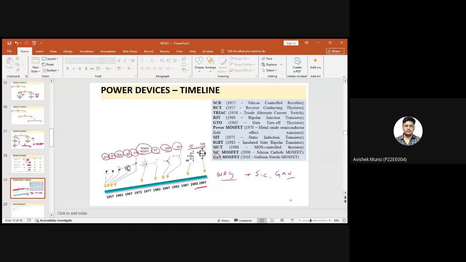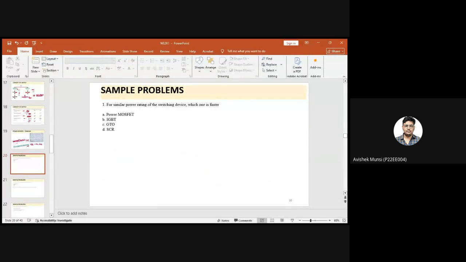So this is the first question. Try to answer it in the comment box, or you can unmute and answer it. If you're able to answer it, then it will be good for yourself also, and it will be engaging also. The first question is, for a similar power rating of the switching device, which one is faster? I'm giving 5 minutes to try to solve it and answer it. You have to mention the reason also why.